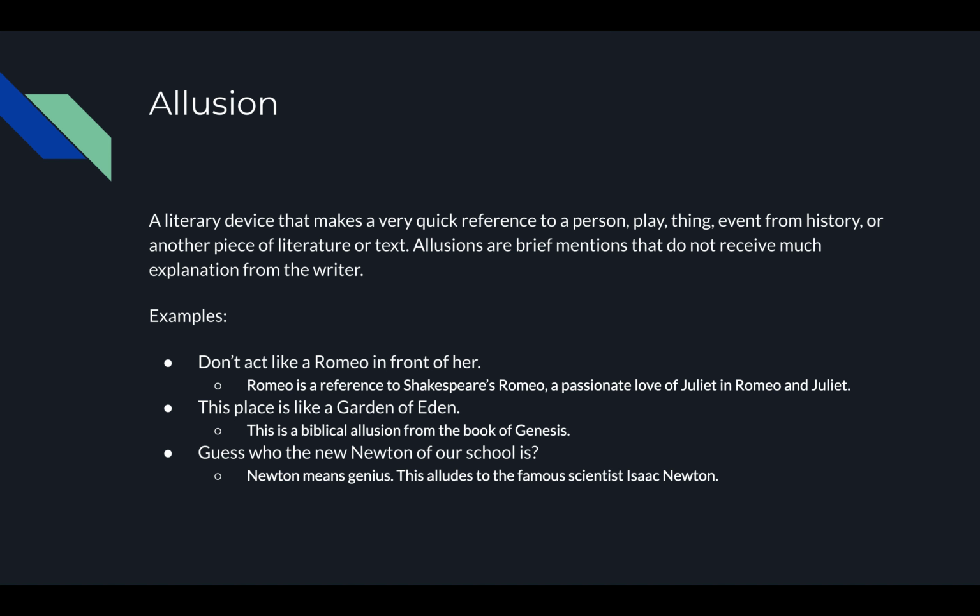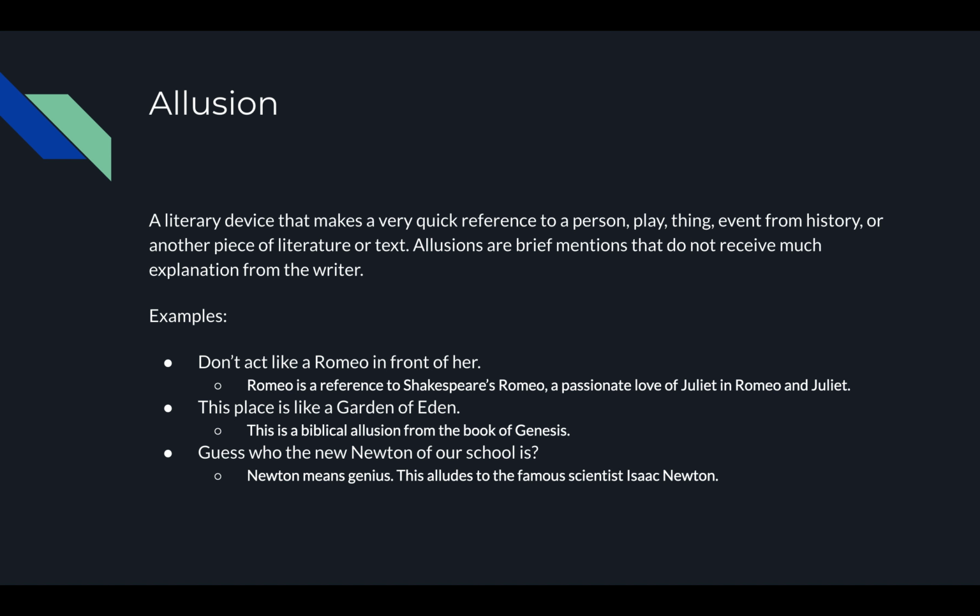Last but not least, allusion. This is another topic that you're going to be focusing on this week with one of your assignments. So, allusion is a literary device that makes a very quick reference to a person, play, thing, event from history, or another piece of literature or text. Allusions are brief mentions that do not receive much explanation from the writer. You will see examples of this in chapter 3.